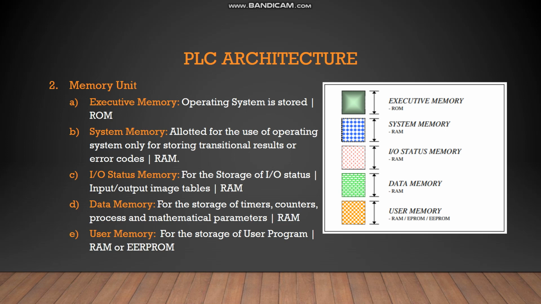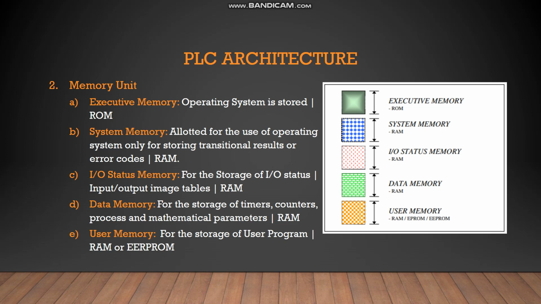The second one is system memory, which is allotted for system administration. As the operating software performs its duties, it often requires a place to store intermediate results information. So a section of RAM is installed for that purpose, that can only be used by the operating system. The third one is input output status memory, which is another portion of RAM allocated for the storage of current input output status, and it contains input output image tables as well.